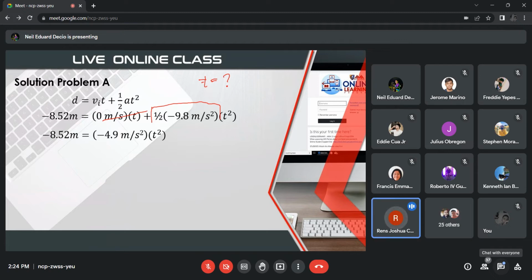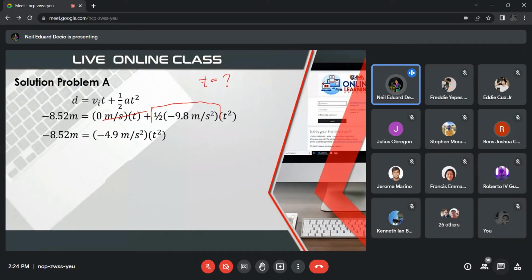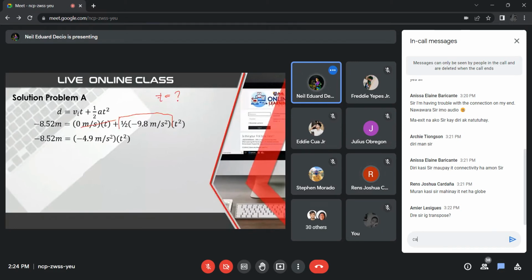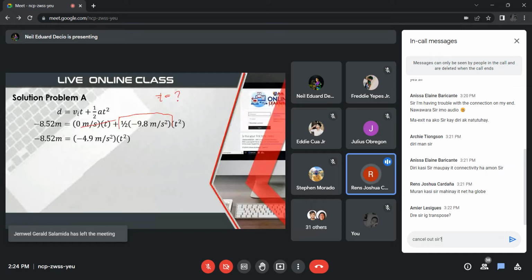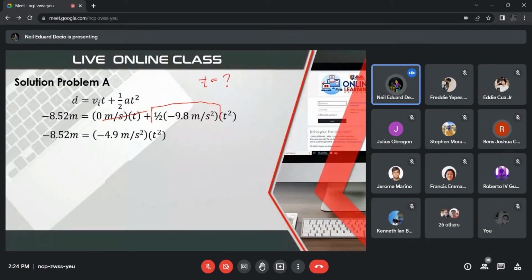Divide both sides by negative 4.9. I cannot hear you, Mr. Cardania, kasi maingay masyado. Di rin tayo transpose, Mr. Lisiges, because that is multiplication, no? We cannot just transpose. What was that again? Divide both sides by 4.9 meters per second squared. Hindi ako nakakaintindi, Mr. Cardania. Okay lang ba yung chat mo?